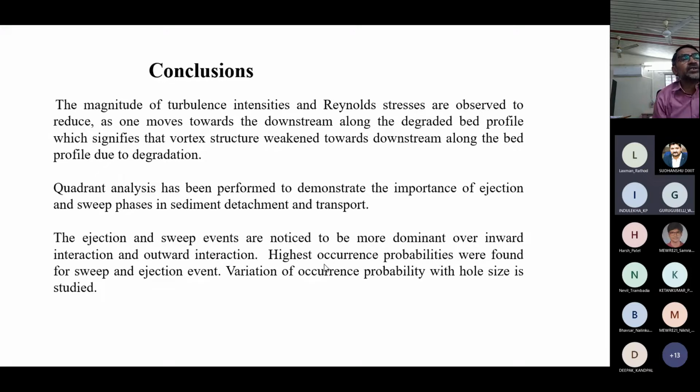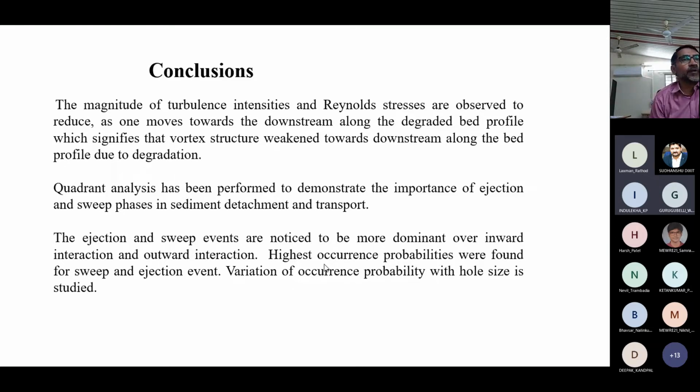The magnitude of turbulence intensity and Reynolds stresses is observed to reduce as we move downstream along the degraded bed profile. We have also seen that we have the maximum value at section 1 and section 2, but if you move to section 3, the magnitude is reducing.